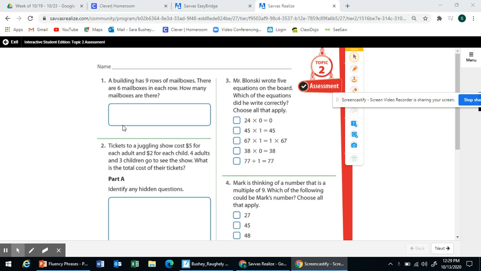Okay, boys and girls, so today we are going to turn to page 101 in our math books, and we are going to work together to complete 1 through 6. So I am going to give you about 30 seconds to grab a pencil and your math book and turn to page 101.